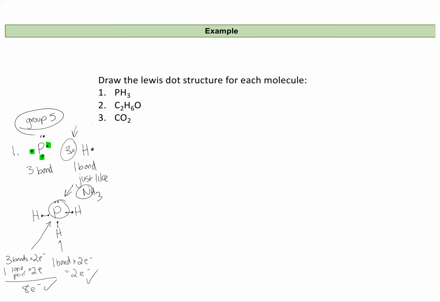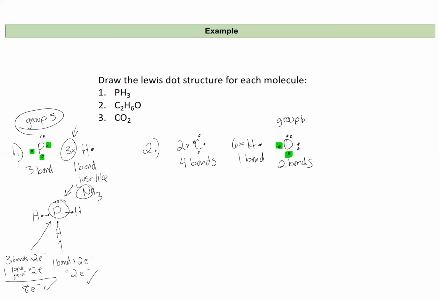Let's take our second one now. This has a lot more atoms in it. It's a larger molecule. So I've got 2 carbon, each with 4 valence electrons, which means they each need 4 bonds. I have 6 hydrogens, that's a lot. They each have 1 electron and need 1 bond. And I have 1 oxygen, which has 6 valence electrons because it's in group 6, which means it will need 2 bonds because it has 2 unpaired electrons.